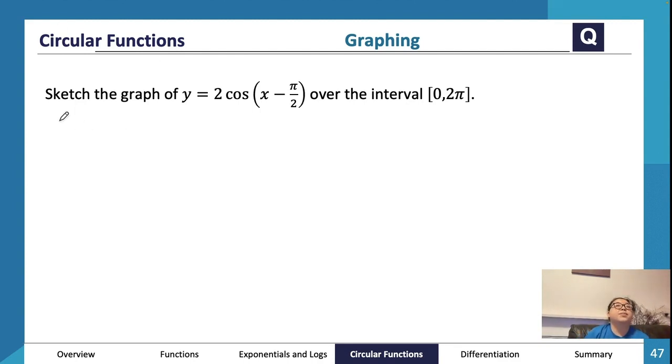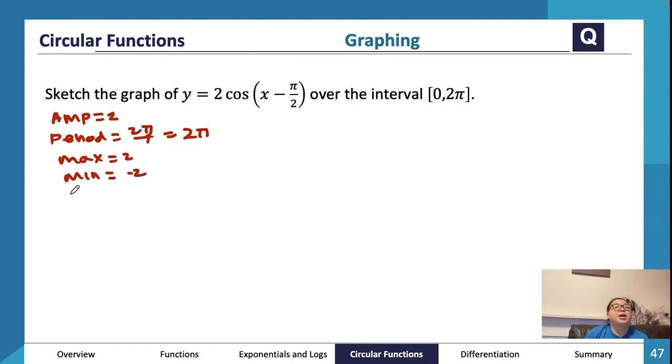So I'm going to start off with my amplitude, and my amplitude is 2 here. My period is 2 pi over 1, so that's just 2 pi. My max is going to be 2, my min is going to be -2, and my mean is just going to be 0. So that means I don't need to find x-intercepts for that one. Hurrah. Okay, so then I find my step size, which helps me determine how often I move from my max, to my mean, to my min. And that's going to be 2 pi over 4, otherwise known as pi on 2.